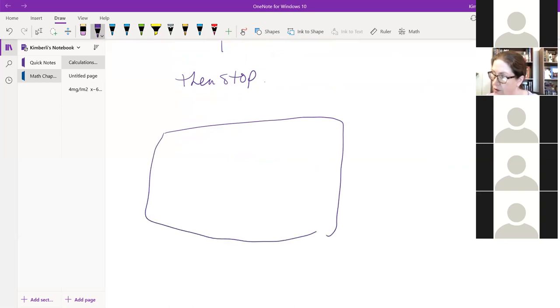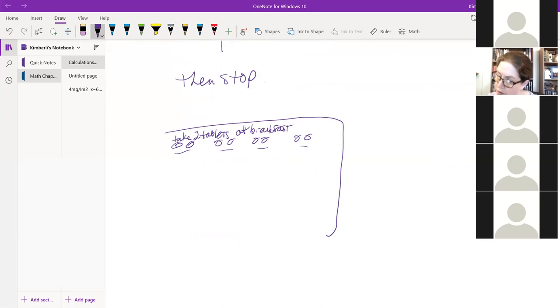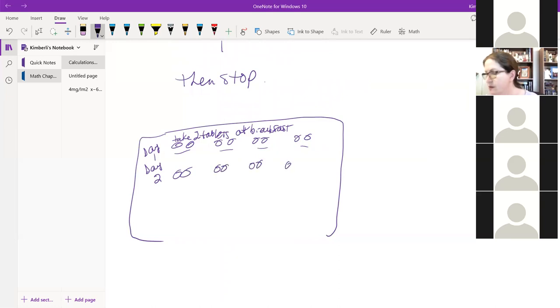It's a card in a little envelope, and these are 4 milligram tablets. And right across the top in small letters, it would say, take two tablets at breakfast, lunch, dinner, and bedtime. So this is the breakfast, lunch, dinner, bedtime. And over here, it would say something like day one. And these tablets would be blister packed. So then day two, they're going to decrease it by one tablet. So it would say, take two tablets at breakfast, lunch, and dinner, and one at bedtime.